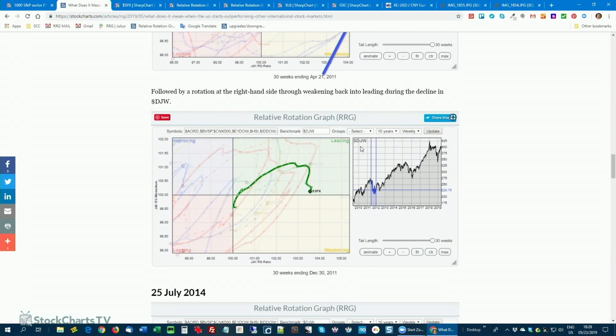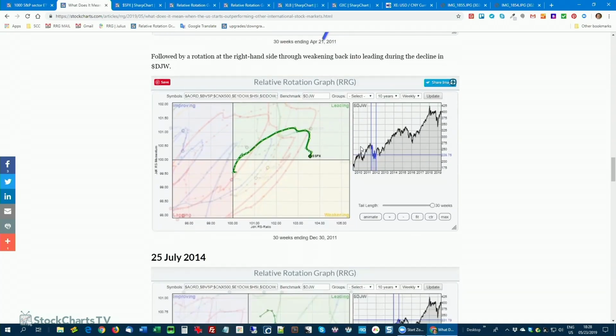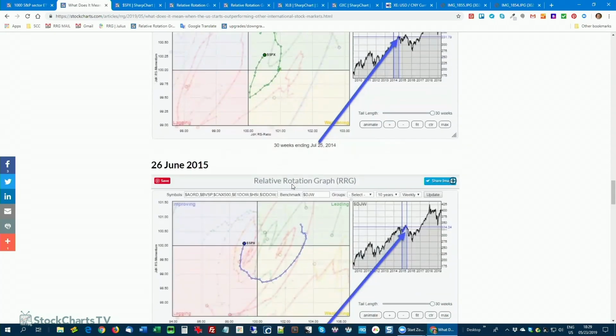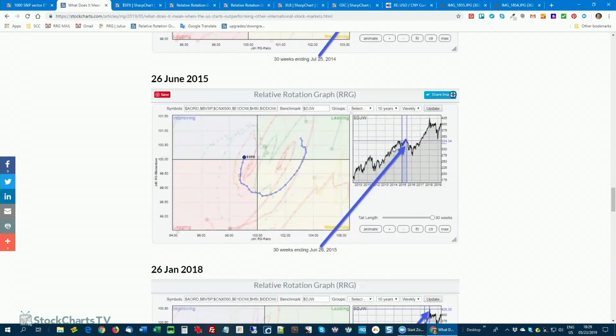So that's the world stock market index. In 2014, again, we're running up to a high, and you see a rotation on the right-hand side of the S&P 500, the US market. If you go into June 2015, we are in a high situation, and we're rolling back up towards that.